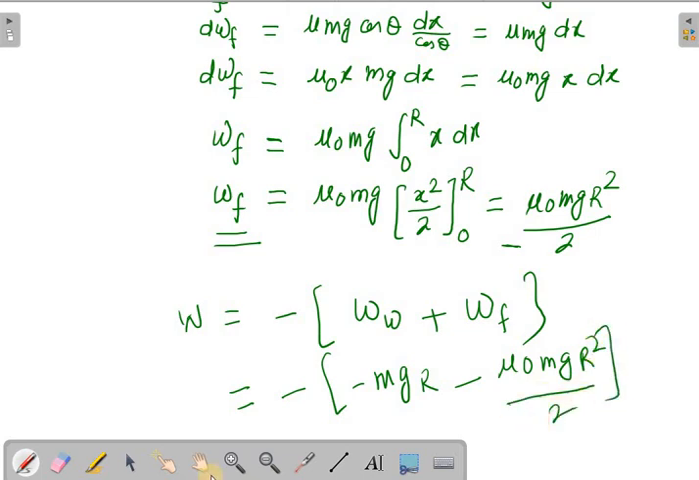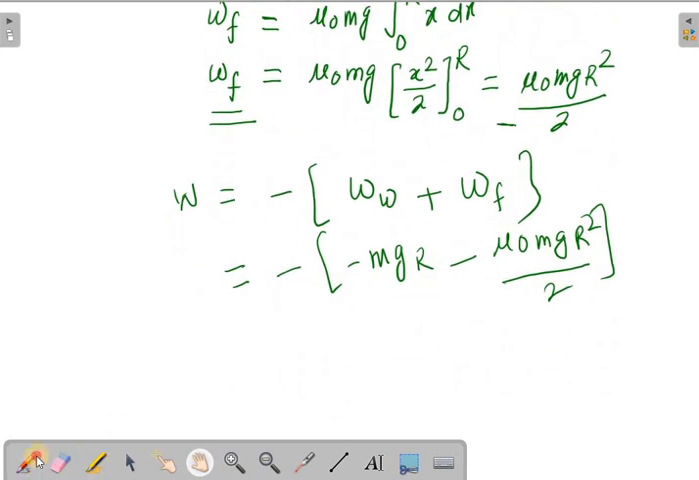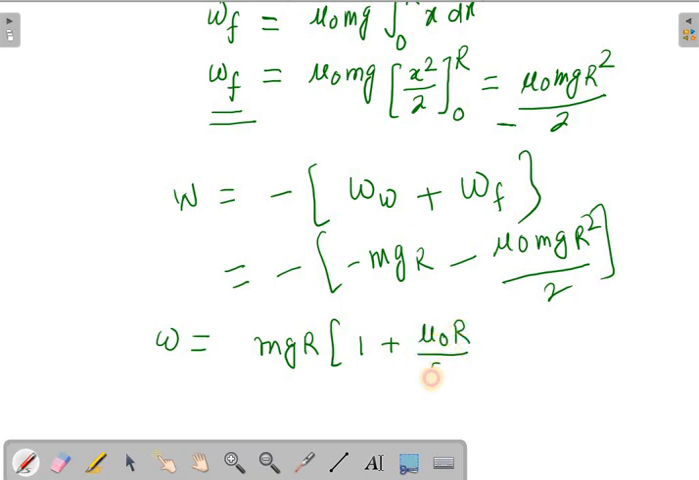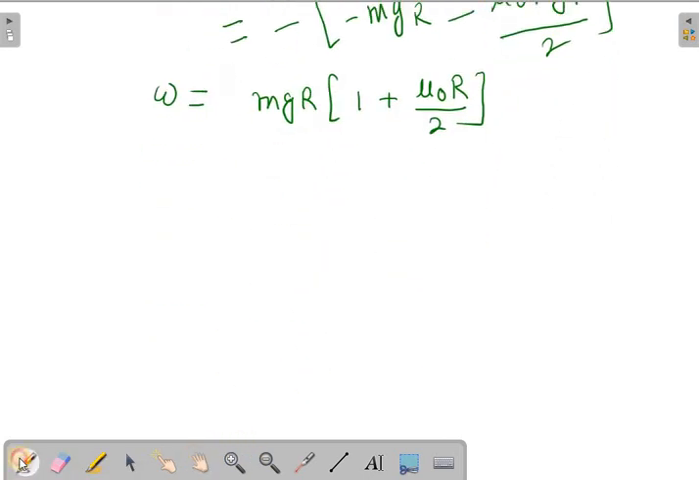or that can be written as W will be equal to mgr, which can be taken common, out of 1 plus mu naught r by 2. Okay, this is the first method, that is the total work done during the first method. Now we will use the second method to calculate this one.